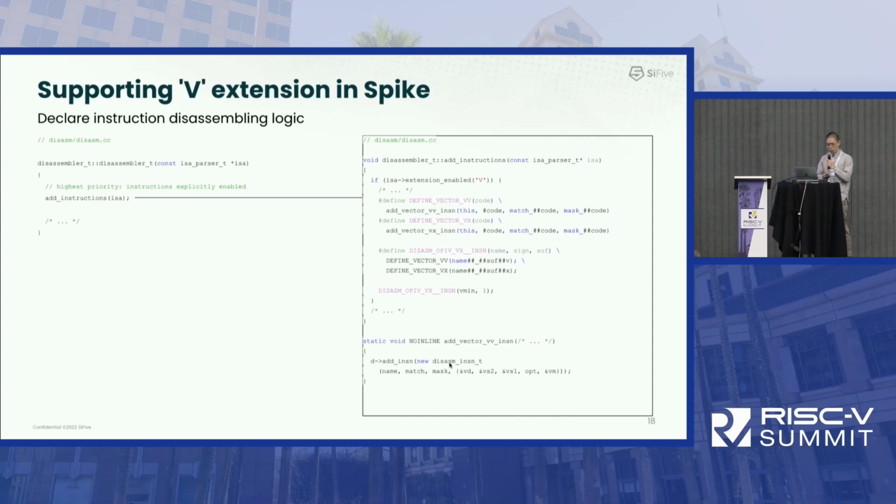And below, you can see how the add vector instruction function works. The argument classes, which are the operands right here, are passed into the disasm insn object constructor. And that is the object that would be bookkeeping the disassembling of that specific instruction.